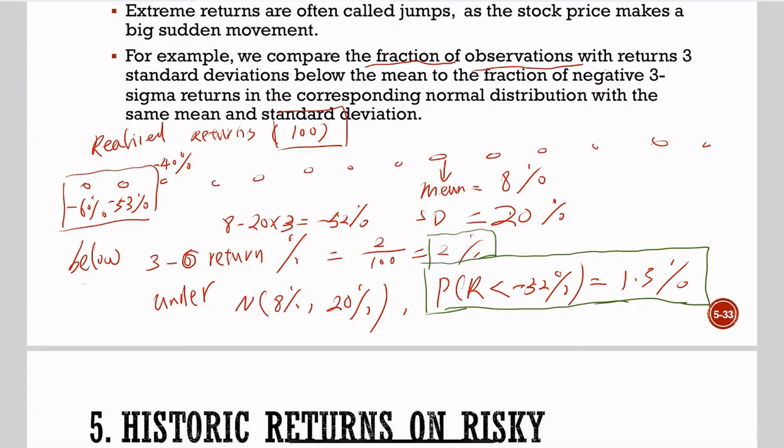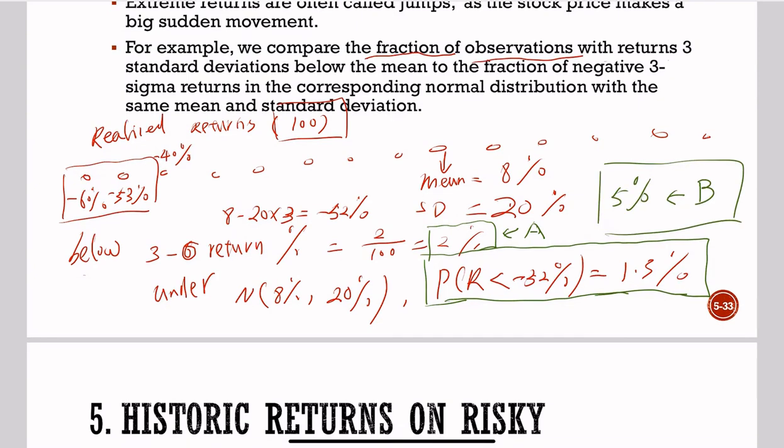And obviously, you can use this measure across multiple different portfolios. Let's say portfolio A gives you a percentage of 2%, and portfolio B gives you a percentage of 5%. Then you would know that portfolio B has a much larger chance of being hit by large negative returns. So potentially it's much riskier.